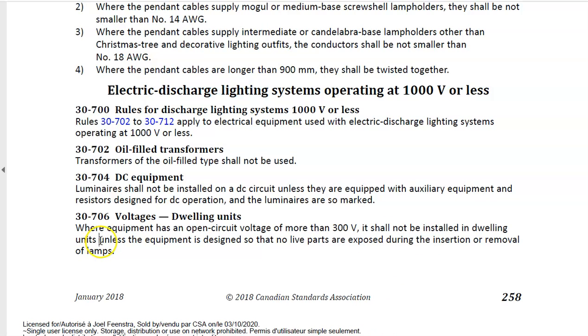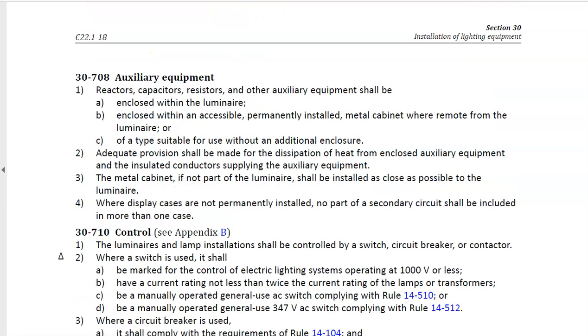And it says that we're not allowed to unless the equipment is designed so that no live parts are exposed during the insertion or removal of lamps. Remember when we were talking about those slimline lamps before and how they have that spring-loaded end cap? That's what would allow you to have slimlines, which are going to be up into the hundreds and thousands of volts across those tubes inside of a residence, because that little cutout switch will prevent that from being energized whenever they're inserting or removing.